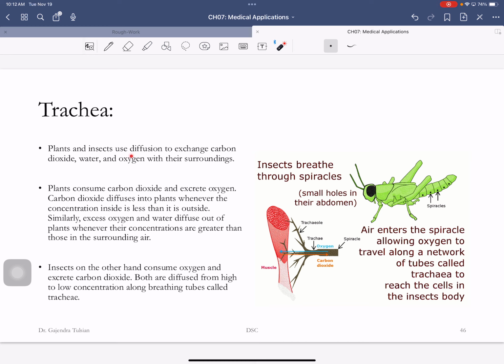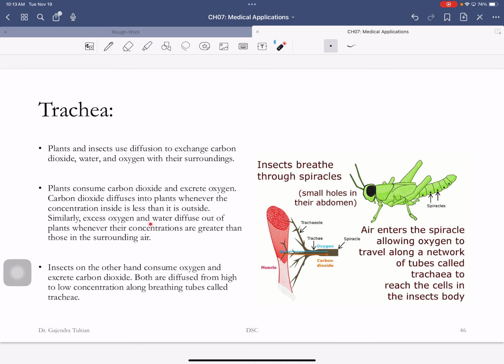Plants and insects use diffusion to exchange carbon dioxide, water, and oxygen with their surroundings. Plants consume carbon dioxide and excrete oxygen. Carbon dioxide diffuses into plants, so plants need carbon dioxide. Carbon dioxide will diffuse into their leaves whenever the concentration inside is less than outside. The concentration of carbon dioxide in the atmosphere is fixed, so carbon dioxide will move into the leaves only when the concentration in the leaves is smaller.